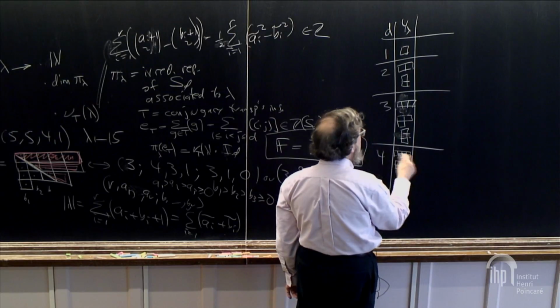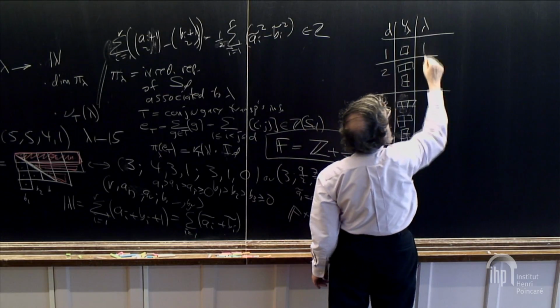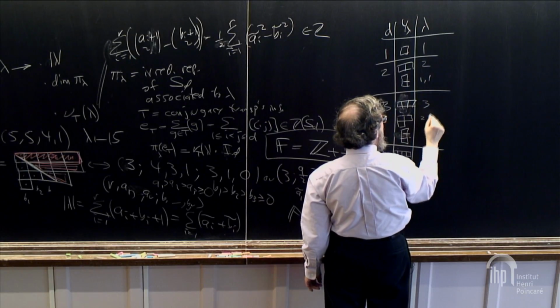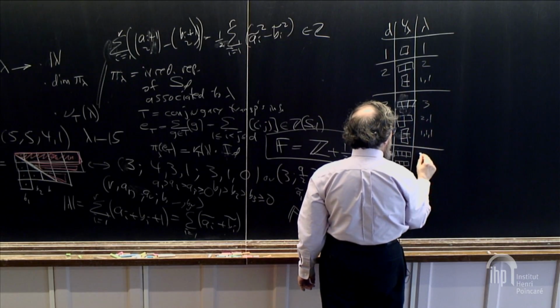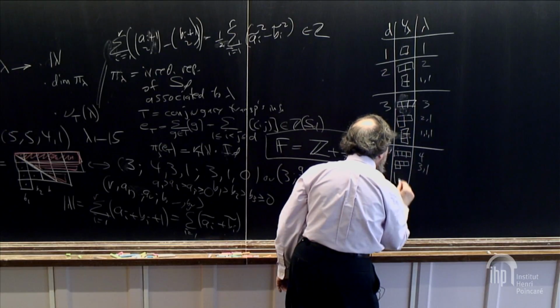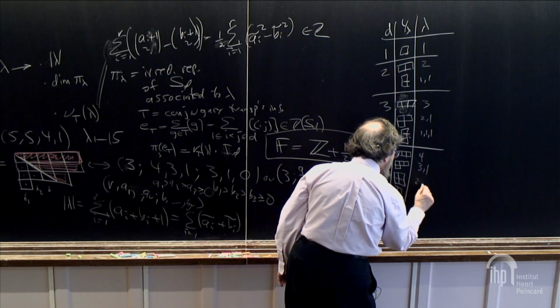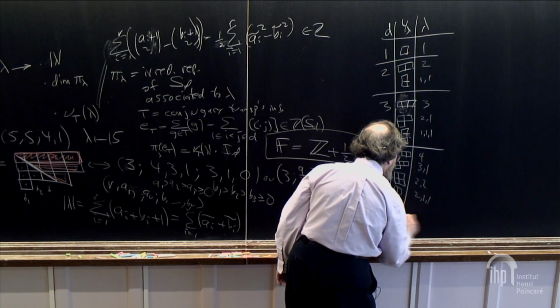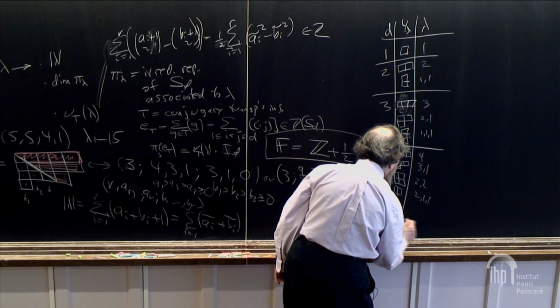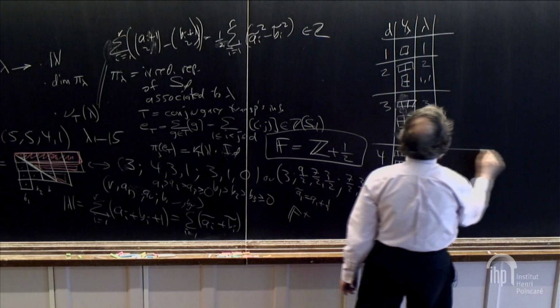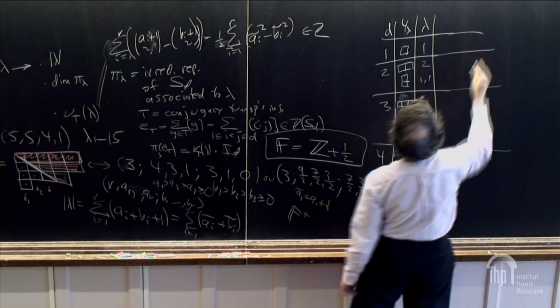So the partition here, if I listed the partition itself, would be 1, 2, 1, 1, here 3, here 2, 1, and here 1, 1, 1, here 4, here 3, 1, then 2, 2, then this would be 2, 1, 1, and the last one would be 1, 1, 1, 1. Okay, so those are the partitions. The Frobenius coordinates I'm not going to write out.